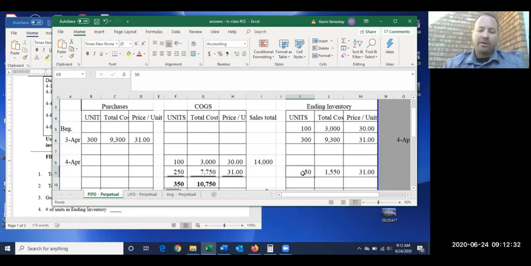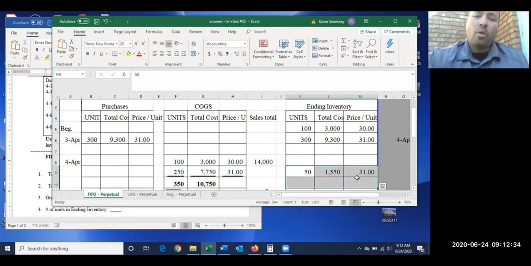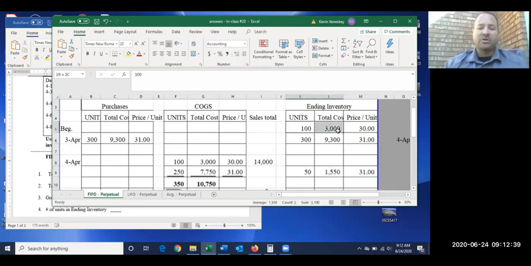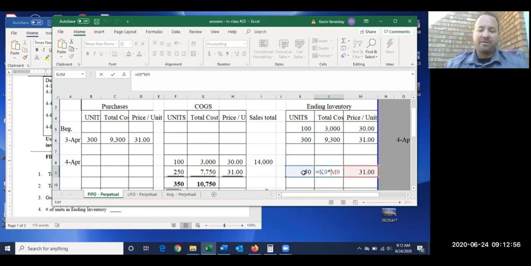Then I want to come over here and update what I still have in my inventory. These guys are all gone. And then I just used 250 and I sold them of that 300. So all I have left is 50 items and they cost me 31 bucks each. So I just do the math, 31 times 50, and I get what's still left.